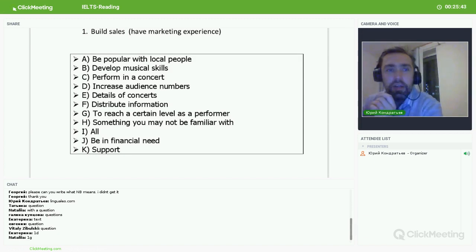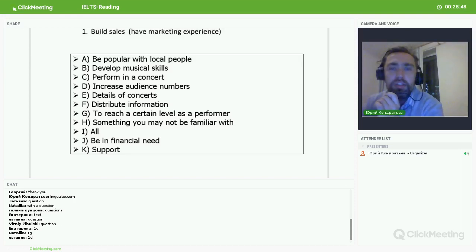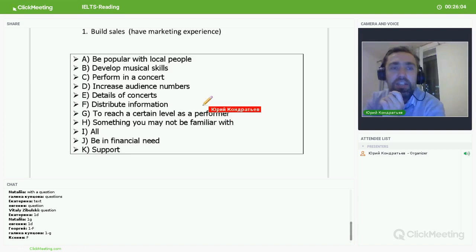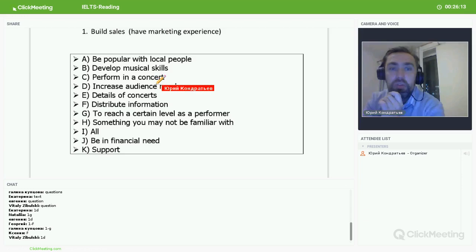So Ekaterina thinks it's 1D, or 1G, Natalia. To reach a certain level as a performer, this is when you are a musician. For example, it's to learn to sing better, and you can say that it's a synonym. Distribute information, build sales, well, not quite. So actually the correct answer is D, increase audience numbers. If you sell tickets, for instance, for a concert, then you have marketing experience, you build sales, and you increase audience numbers. So sometimes it can be quite unexpected.